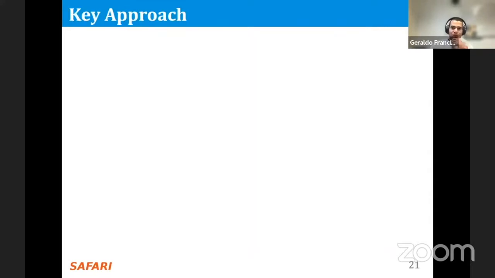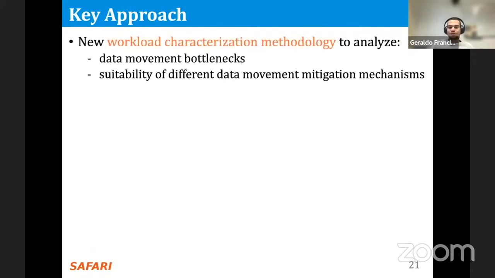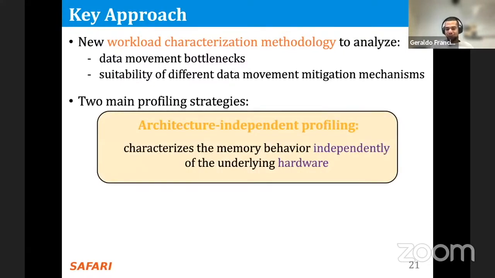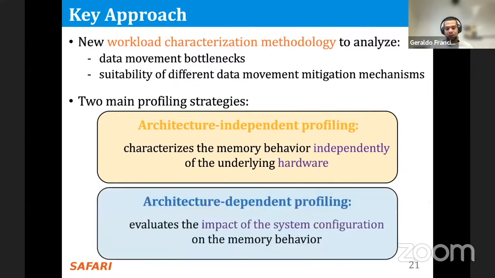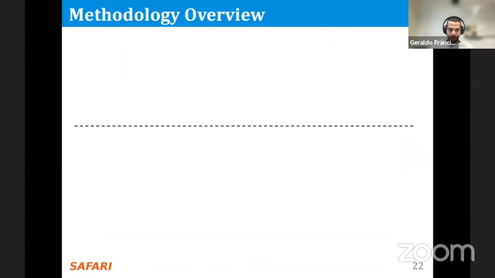We developed a new methodology that can characterize data movement bottlenecks and also the suitability of different data movement mitigation mechanisms. We use two main profiling strategies. The first one uses architecture-independent profiling tools, which can characterize the memory behavior of applications independently of the underlying hardware properties or characteristics. The second one uses architecture-dependent profiling tools, which can evaluate the impact of system configurations, for example the size of the memory hierarchy or hardware prefetchers, on the memory behavior.